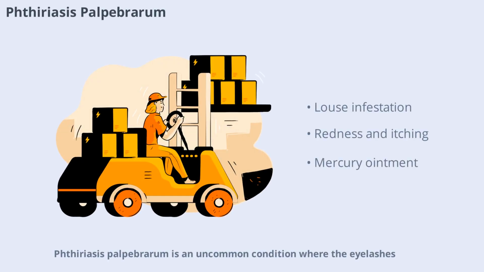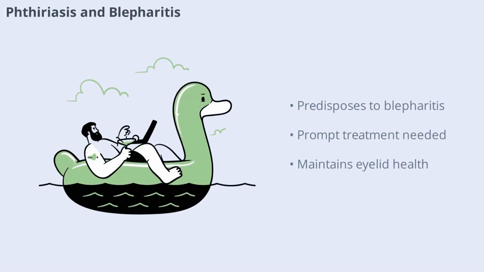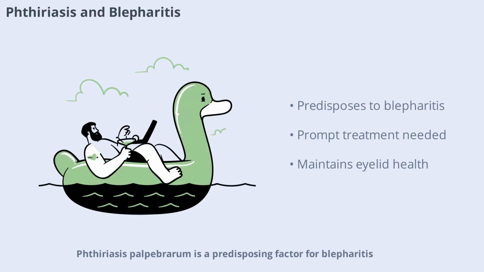Iriasis palpebrarum is an uncommon condition where the eyelashes become infested with the nits of the crab louse, Pediculus pubis, or capitis. This leads to redness and itching of the eyelid margins. Treatment involves applying a 3% ointment of ammoniated mercury 4 times a day for 1 week, along with treating other infested areas to prevent recurrence. Iriasis palpebrarum is a predisposing factor for blepharitis and inflammation of the eyelid margins. Prompt treatment of the infestation is important to prevent secondary complications and maintain eyelid health.